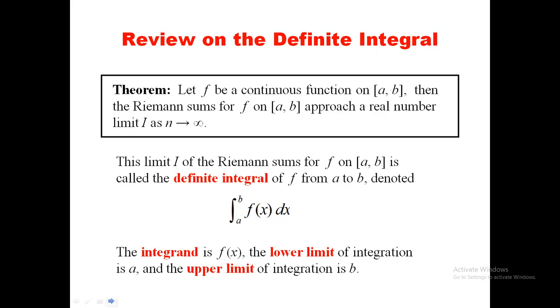How many, let's say, trapezoids, or how many Simpson's areas do you have under the area of your curve? So as we increase this n, the number of divisions, our approximation becomes even closer to the real value. So this limit I of the Riemann sum for the function on the interval AB is called the definite integral of the function f from a to b, denoted by the given integral that you are seeing here. So the integrand is the function of x, the lower limit of integration is a, and the upper limit is b.